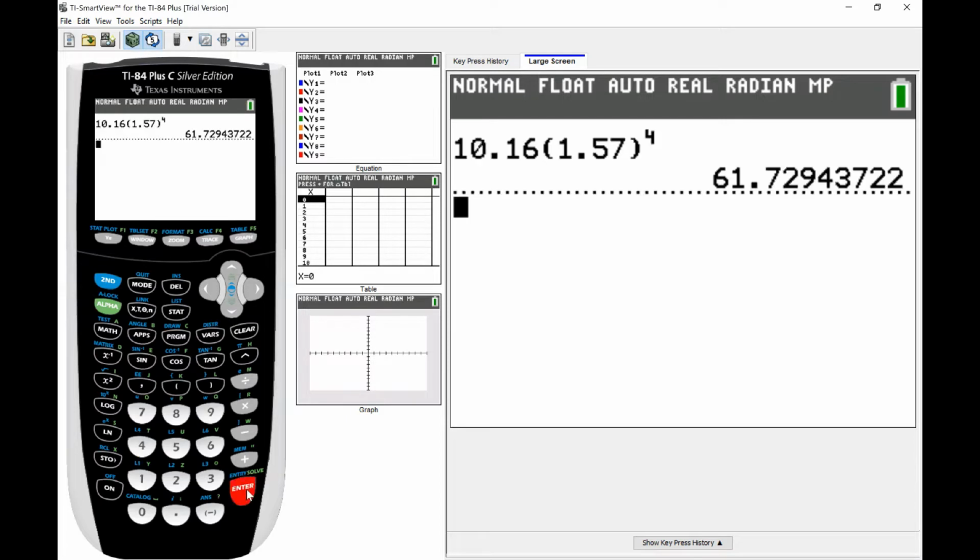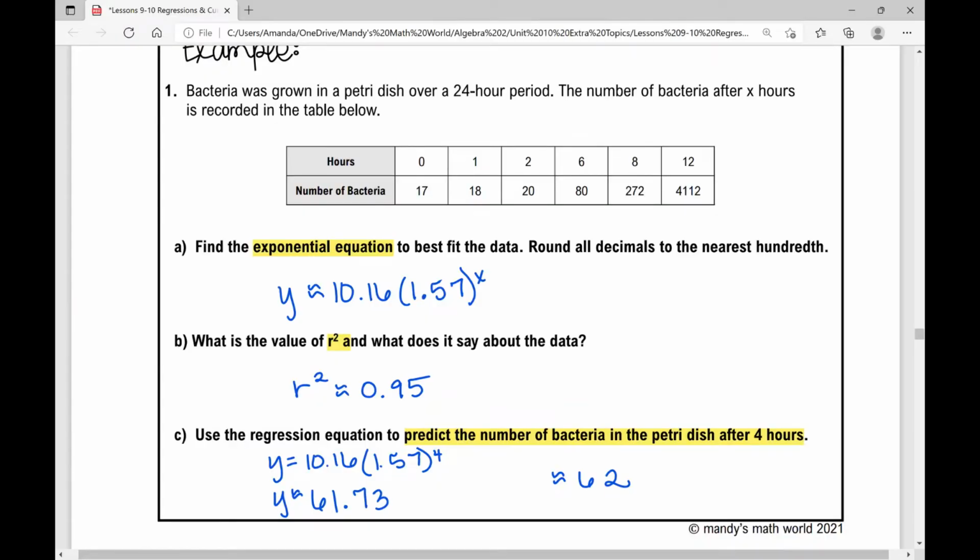And then press Enter. And there's your answer, 61.73. That is the number of bacteria in our petri dish after 4 hours, 61.73. We've just finished example number 1 on our calculator, and I've filled in all of the answers for parts A, B, and C, so you can make sure that you have written all of your answers down correctly.